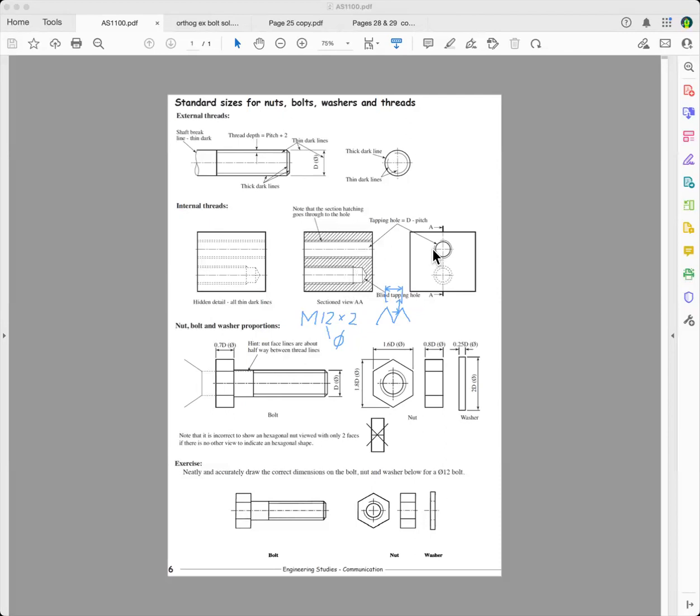This is how you show an internal thread. An external thread on the bolt is shown with the concentric circle cut on the inside. So that's an external thread. But for an internal thread, you've got the thread cutting into the outside here, so you show the internal thread with the external concentric circle with the gap in the top left-hand quadrant.